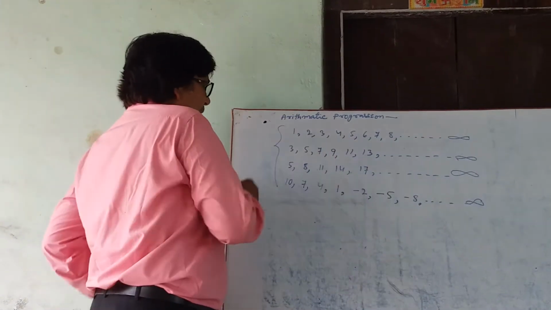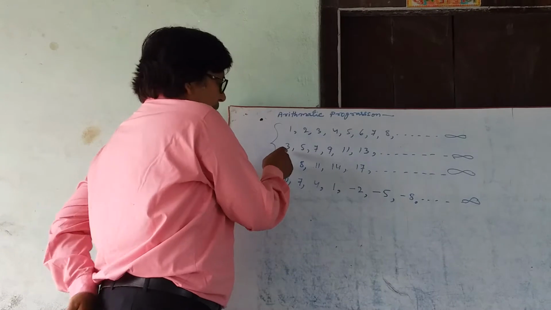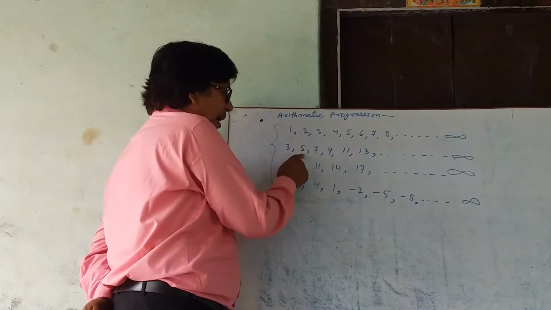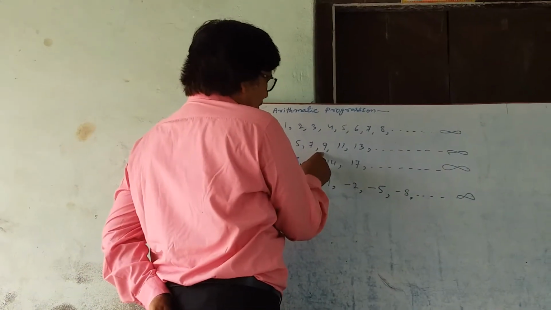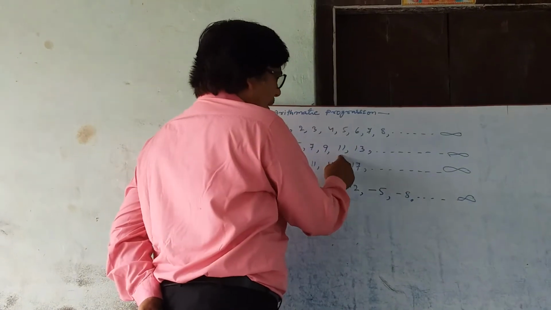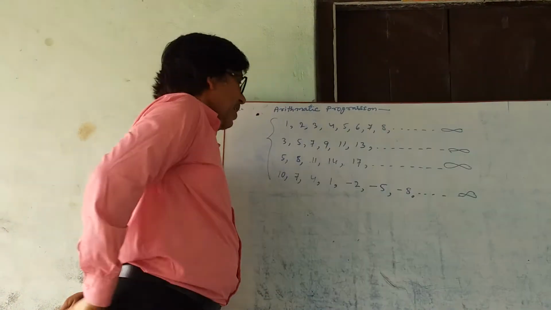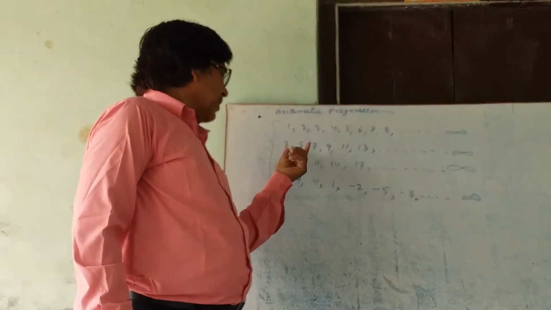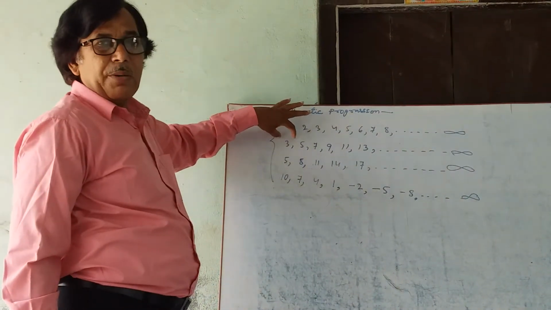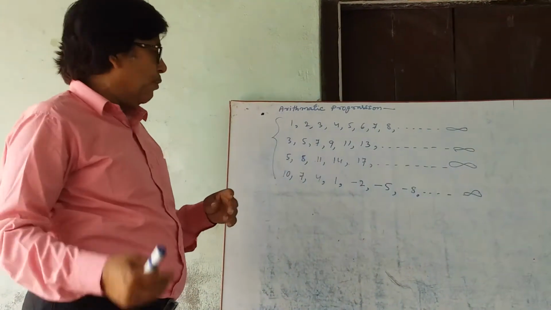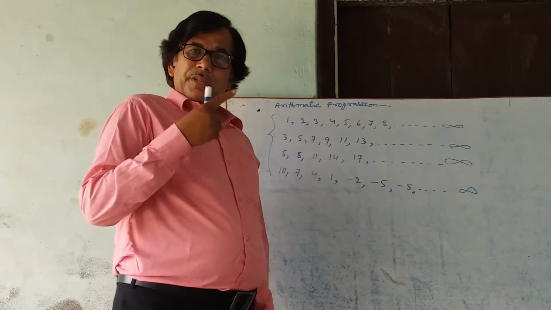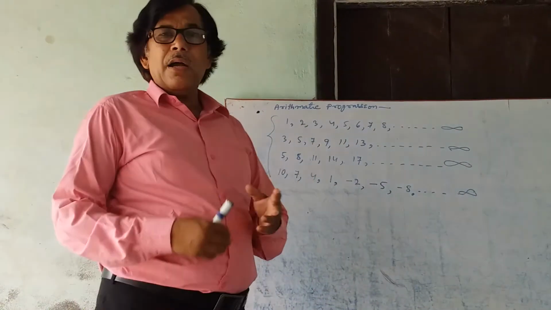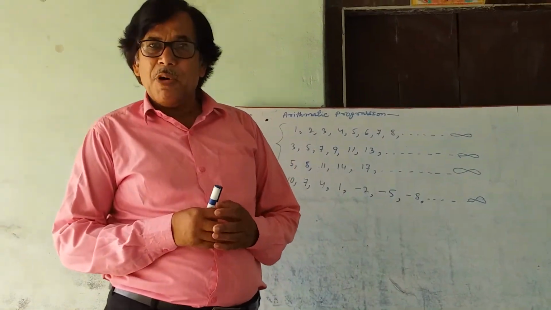In the second sequence we see that 3 plus 2 is 5, 5 plus 2 is 7, 7 plus 2 is 9, 9 plus 2 is 11, and so on up to infinity. Here also two successive or consecutive members differ by 2. This difference is always the same, and it is known as the common difference.